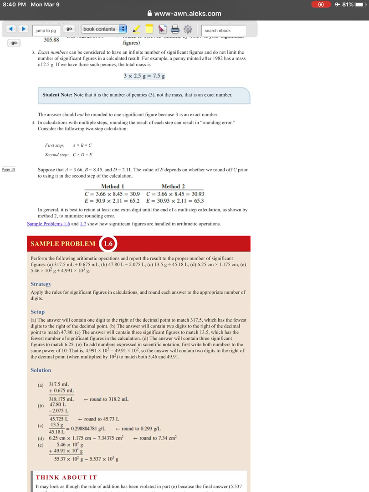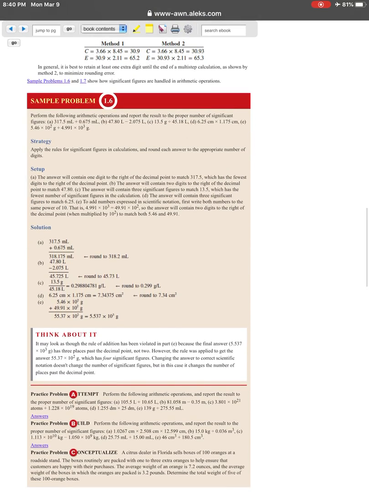So let's take a look at sample problem 1.6. Perform the following arithmetic operations and report the result to the proper number of sig figs. A, 317.5 milliliters plus 0.675 millimeters. So notice that's addition or subtraction. So the rule there is the answer cannot have more digits to the right of the decimal point than the one that has the fewest.